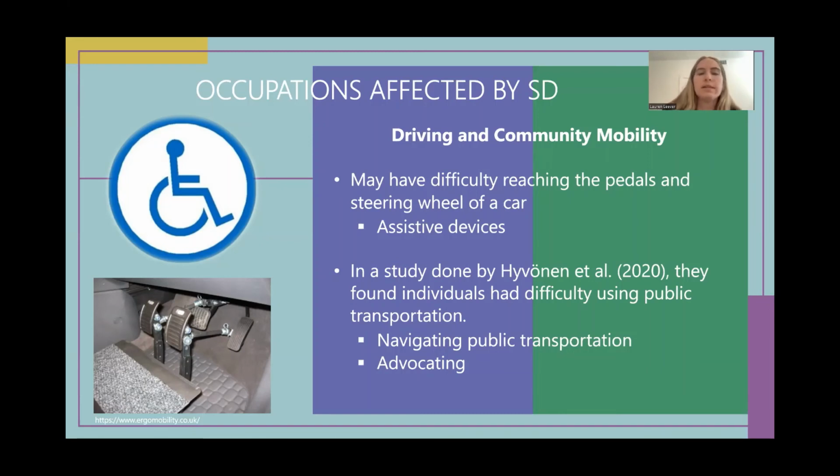In one of the studies, they found that individuals also had difficulty using public transportation. So we could also help with navigating public transportation, and if they have any assistive devices, on how to navigate public transportation and other community services with those assistive devices. And then also, if we notice that there is an issue with public transportation, we can advocate for our client to help get those public transportation and community services up to their needs. If we see a lot of clients with skeletal dysplasia and that is really an issue, we can advocate for that within our community.